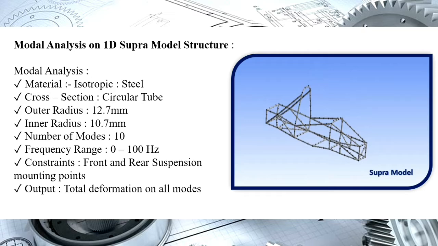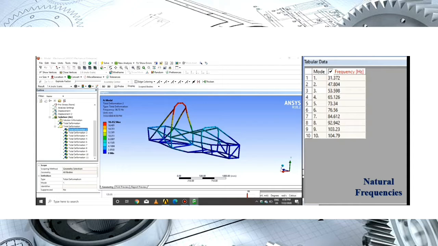These are some basic terms we include in the analysis. Material: we choose structural steel. Cross section: we choose circular tube, with inner radius 10.7 and outer radius 12.7. Number of modes is 10, frequency range is 0 to 100 Hz. Constraints: we consider front and rear suspension mounting points. Output: we calculate total deformation on all modes. In this slide, the tabular data has 10 mode shapes and their different natural frequencies. So let's see the process.